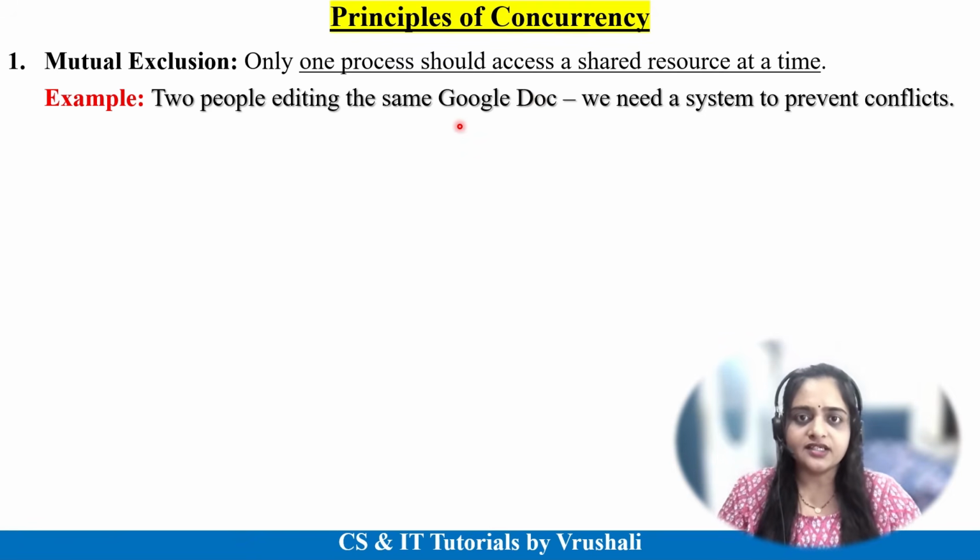Let's take an example. Suppose I have shared a Google document with my students, but two students edit this Google document, or a particular table or particular value, at the same time. Then a conflict occurs, right? To prevent this kind of conflict, the mutual exclusion principle is there. We will discuss the mutual exclusion principle in detail in our next video. You just remember this point: mutual exclusion means one process should access a shared resource at a time.